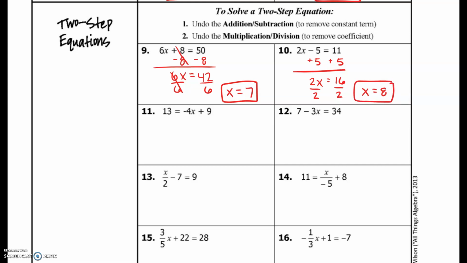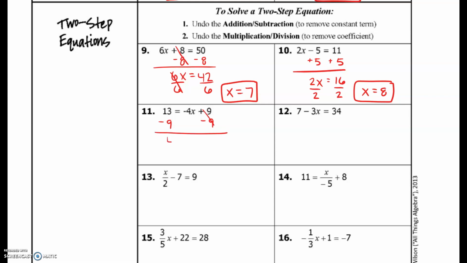The concept is the same in number 11 and 12, however, the variable has been moved to the other side of the equation. The goal is still the same. We want to get the variable by itself. So we will subtract 9 from each side to get rid of the constant term.